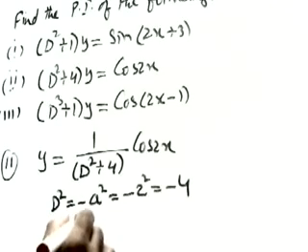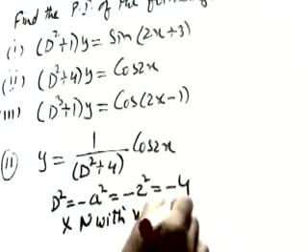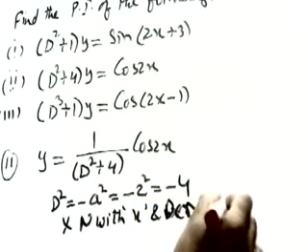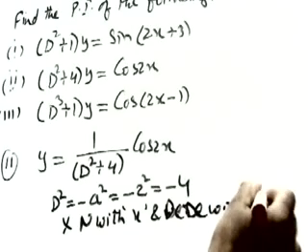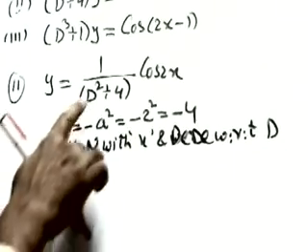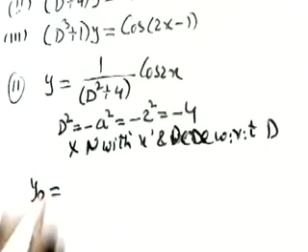For this, we know what the method is. Multiply the numerator with x, and differentiate the denominator with respect to D. So this is the method when you get f of minus a square value as 0. If you are getting 0, then we have to change.